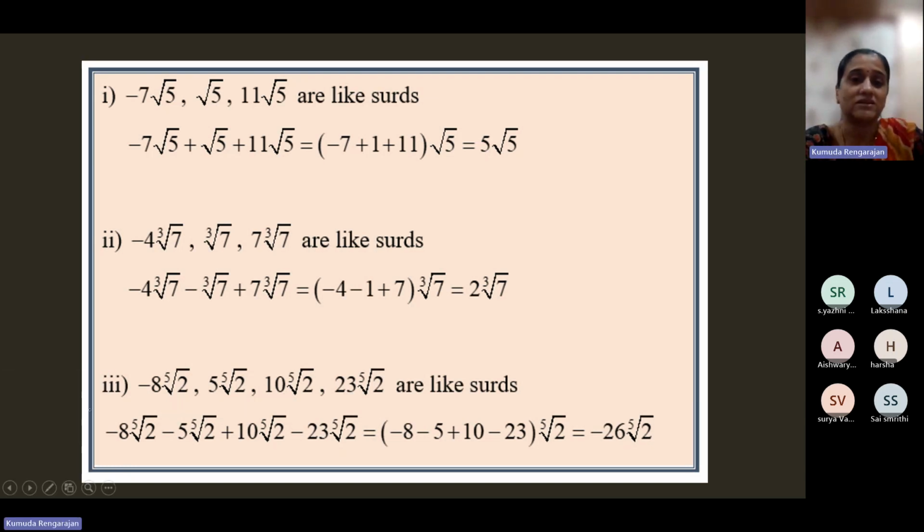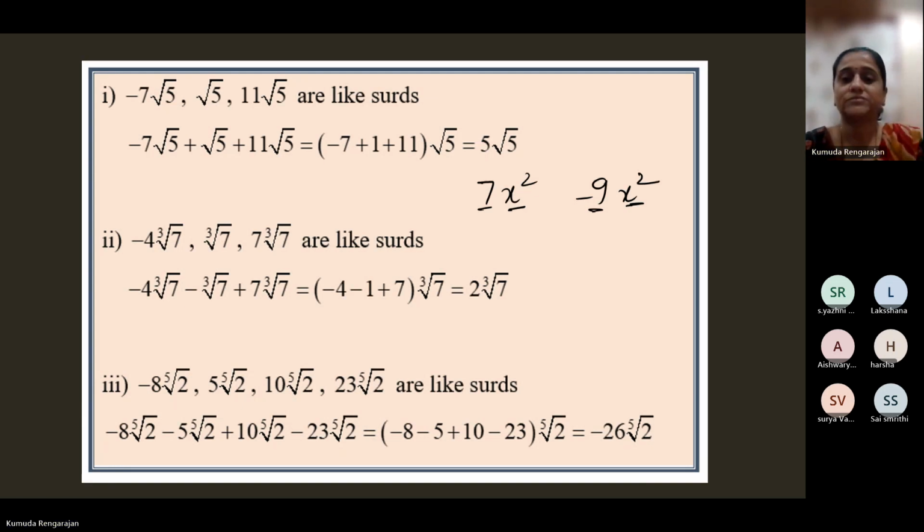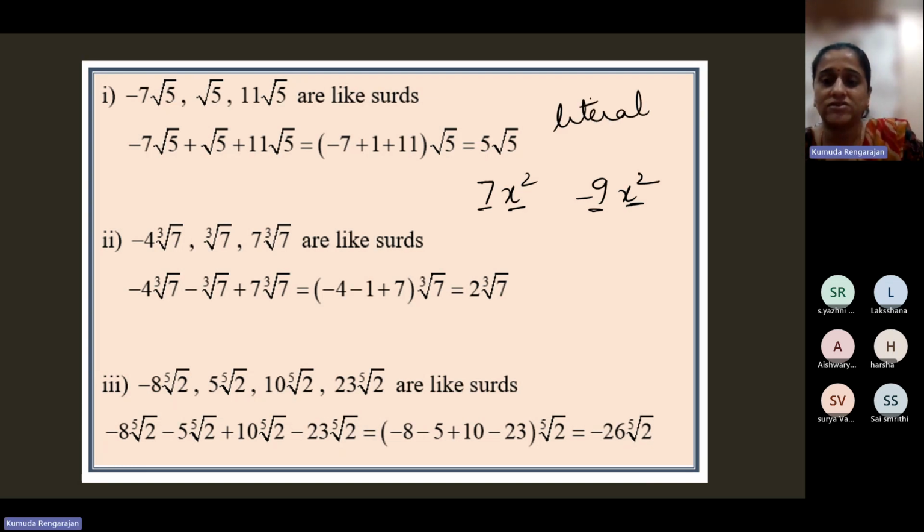The rational factor can be anything. The same as in like terms, see 7x square and minus 9x square. The literal factors must be the same. The numerical factor can be anything, 7 minus 9, that can be anything. The letters, the literal factors must be the same. In the same way here, the irrational factor must be the same.